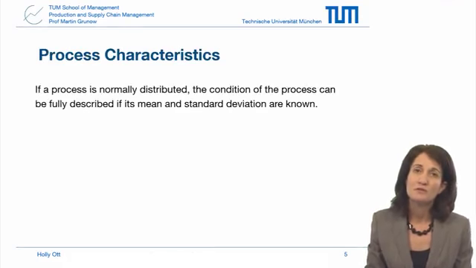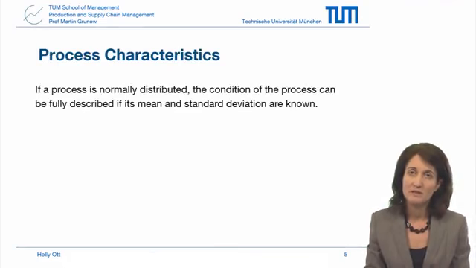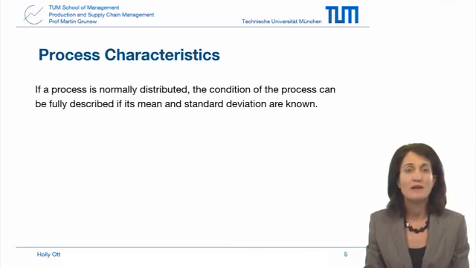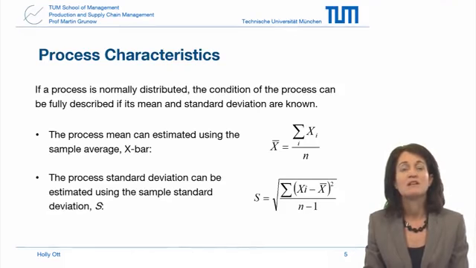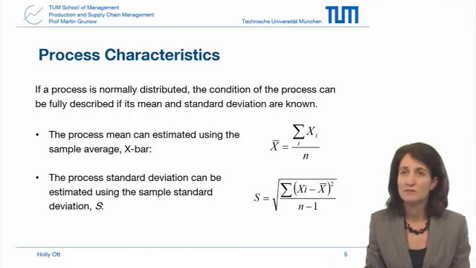So, if a process is normally distributed, the condition of the process can be fully described by its mean and its standard deviation. And if we have a sample, we can estimate the process mean using the sample average X bar, and the process standard deviation can be estimated using the sample standard deviation S, as we've done before.